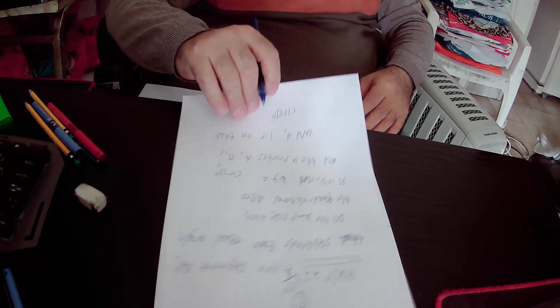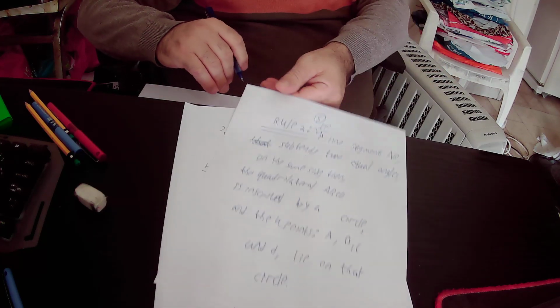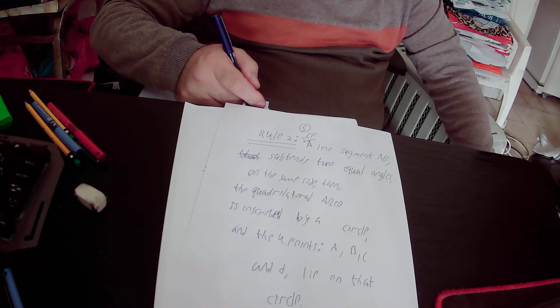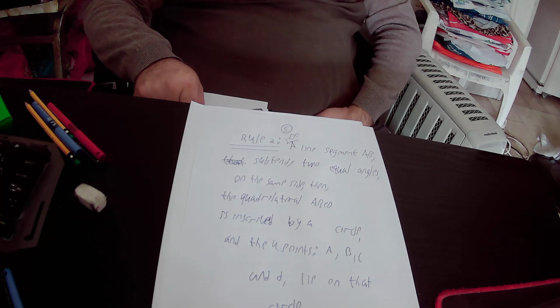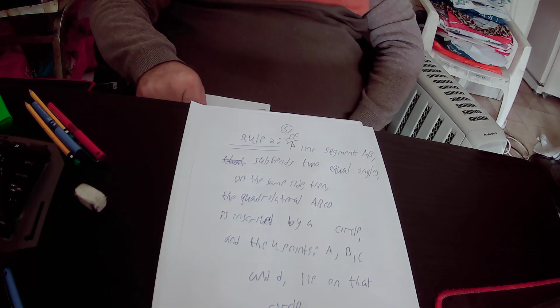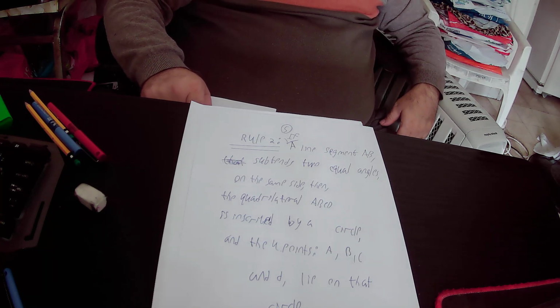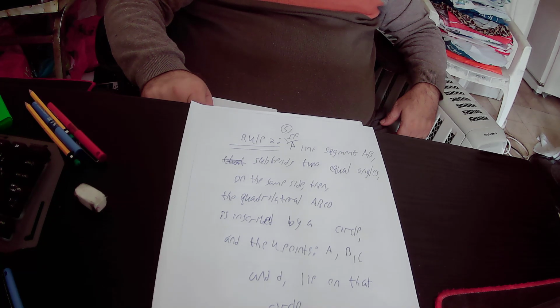I will read rule number 2 again. According to rule number 2, if a line segment AB subtends two equal angles on the same side, then the quadrilateral ABCD is inscribed by a circle and the 4 points A, B, C and D lie on that circle. Okay, so what is the meaning of rule number 2?